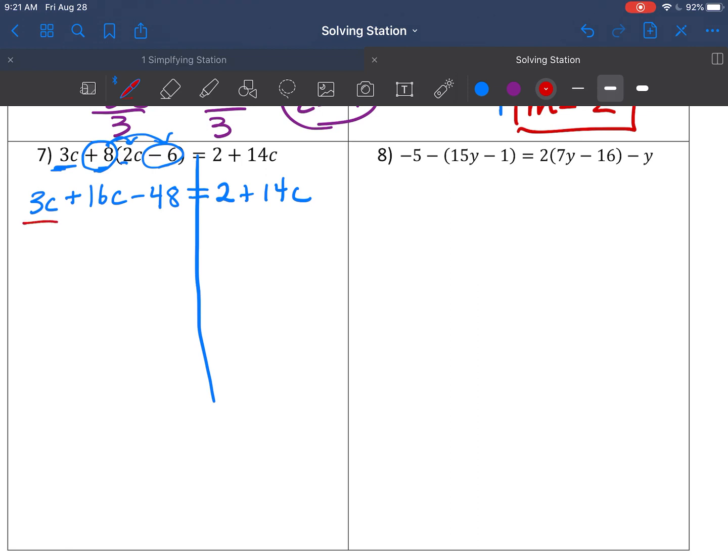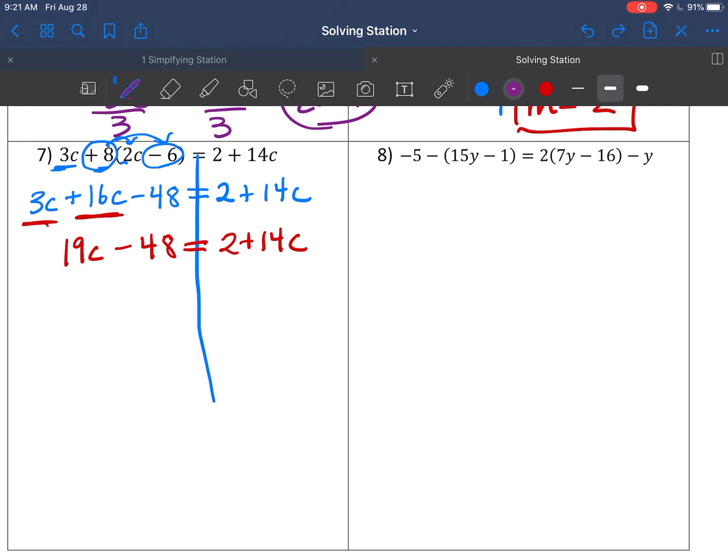Okay. And so we're not done cleaning up the left-hand side yet because we've got some like terms here. And so 3c plus 16c, that's just 19c. I'm not doing any inverse operations yet. Just cleaning things up on each side. The more you clean up each equation before you solve it, the less mistakes you will make. All right, so then when you're solving an equation, you're really just cleaning up the equation one step at a time.